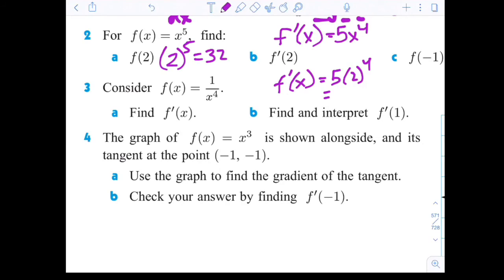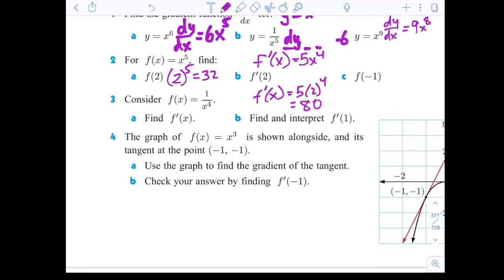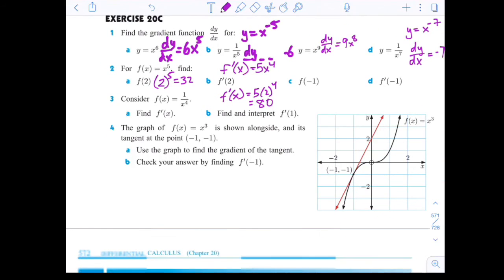And I put 2 to the power of 4, which is 16, multiply that by 5, and we get 80. So it'd be very steep at that part of the graph. And you get the idea, kind of the same idea for the other two that we have. We're just going to put a negative 1 into the derivative formula. So you get the idea for those two.